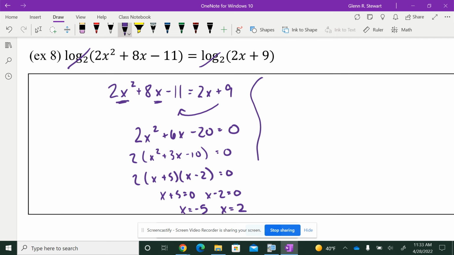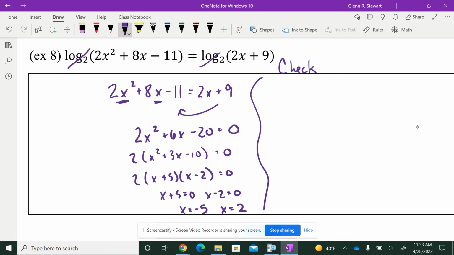The only other thing that I'm going to ask you to do is check your work. Because when you check your work, if your logarithm is 0 or less, that answer doesn't work. It's what we call extraneous. It's just simply you can't have a negative logarithm or a logarithm that's equal to 0.